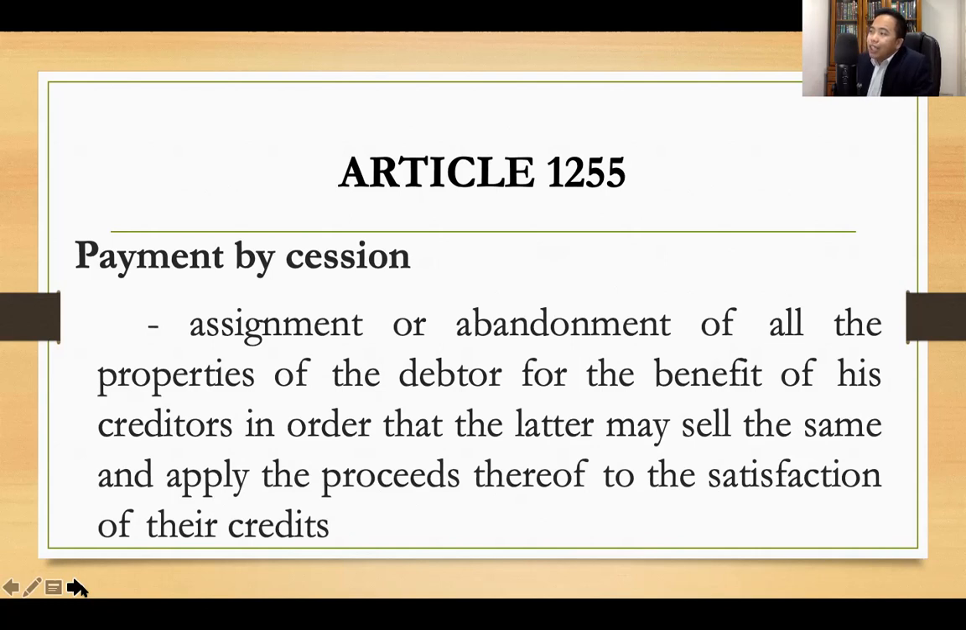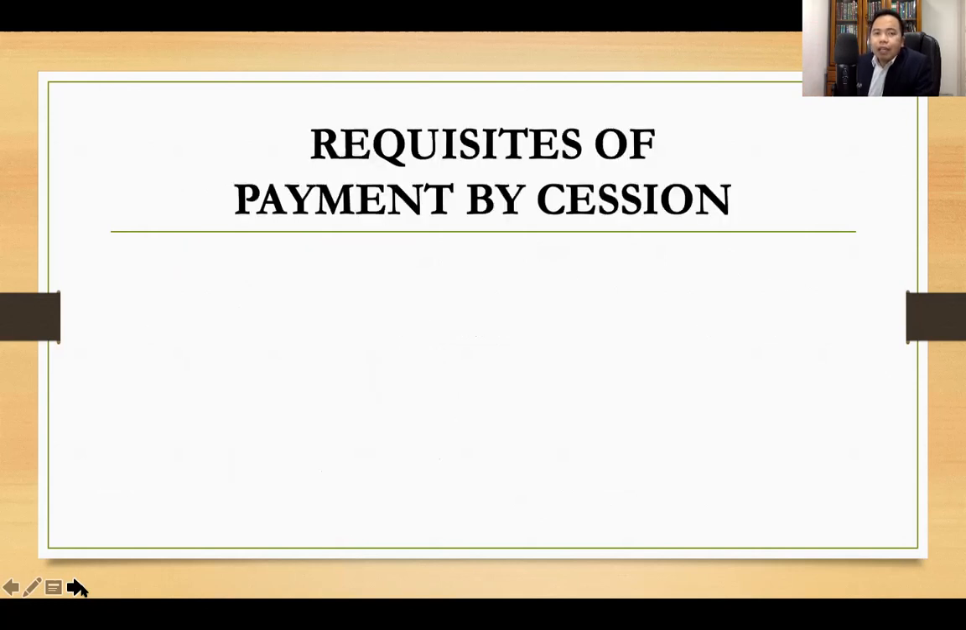Payment by cession is assignment or abandonment of what? Of all properties of the debtor. For the benefit of whom? The creditors, in order that the creditors may sell these properties and apply the proceeds thereof to the satisfaction of their credits.